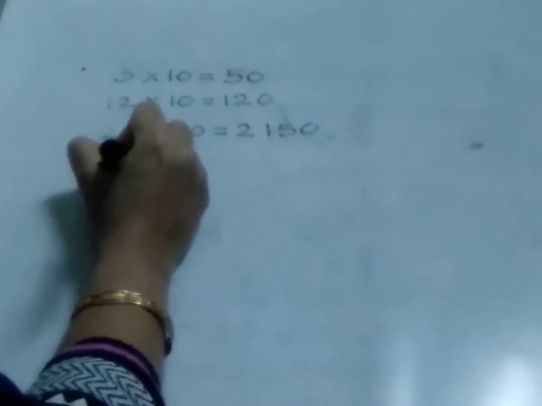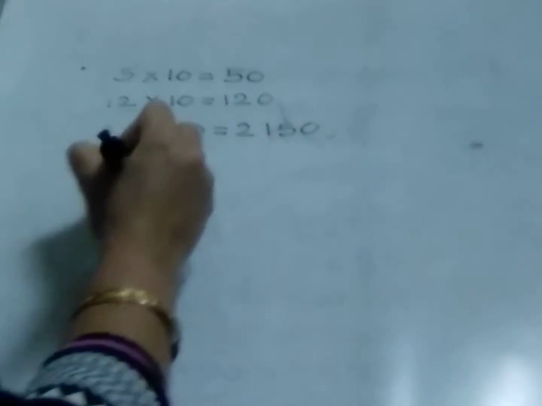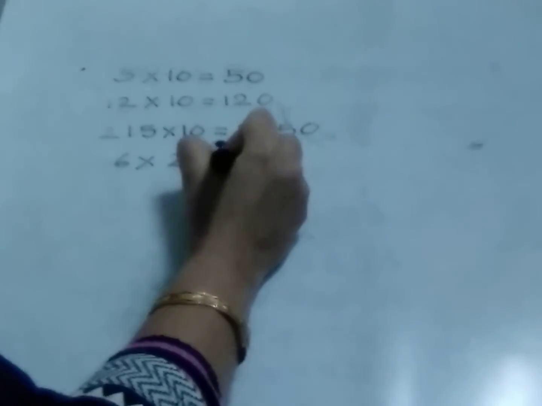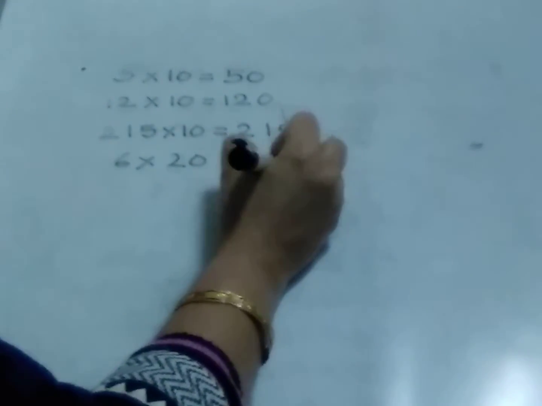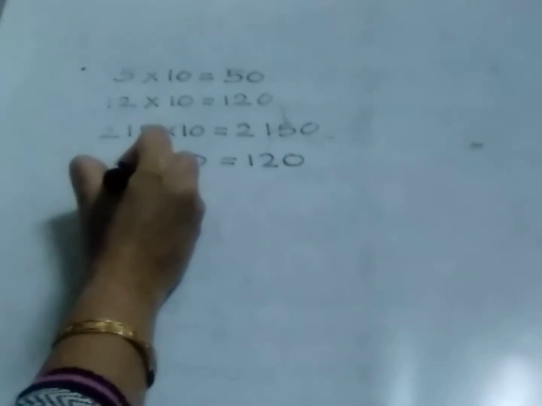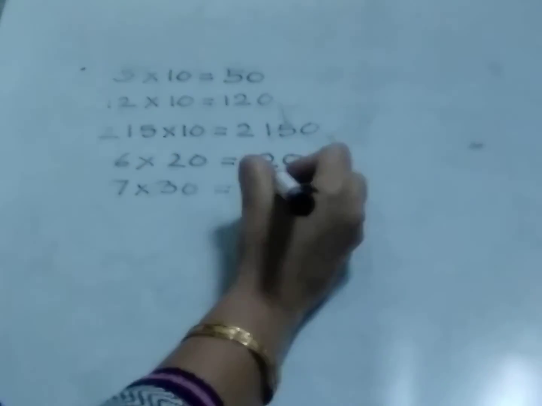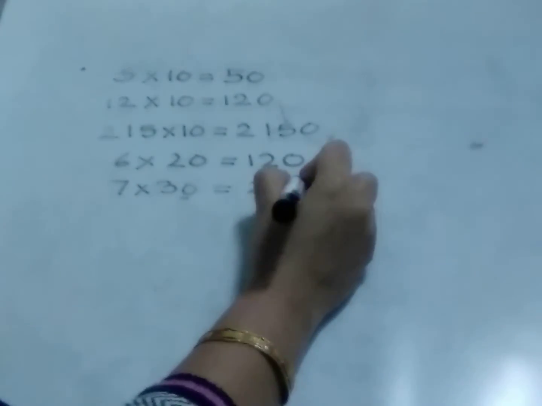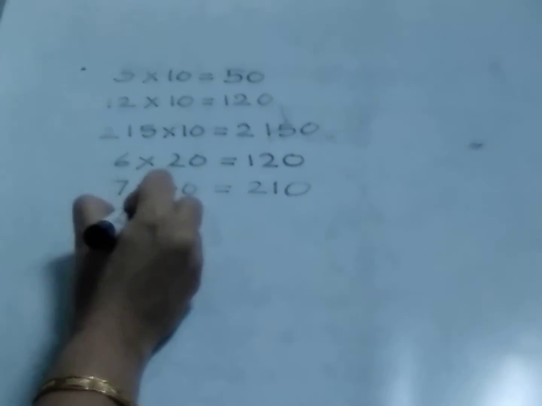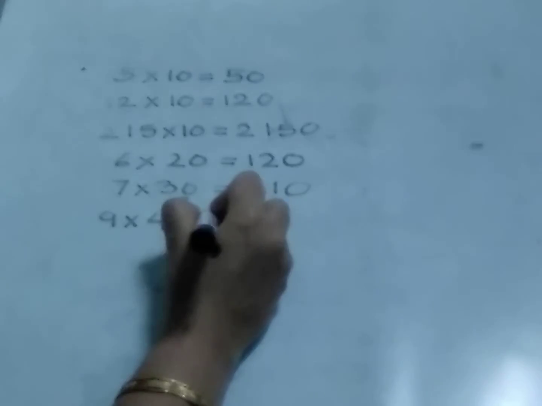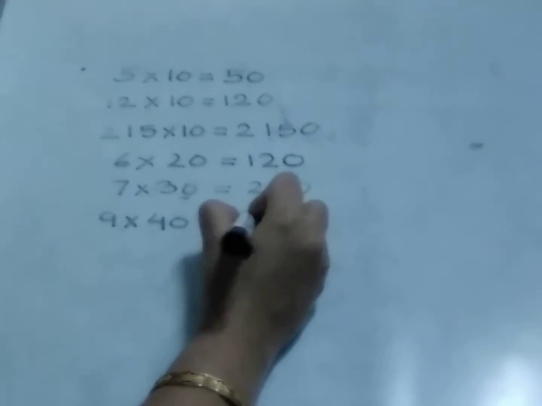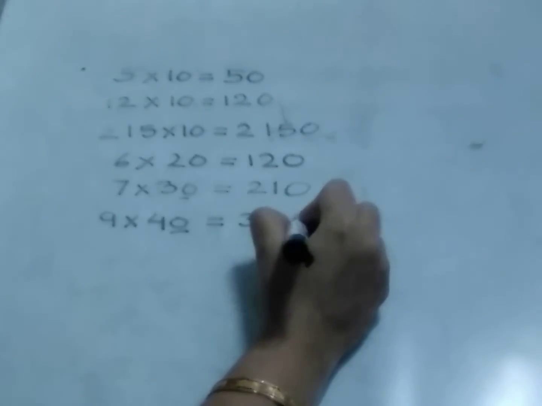6 multiplied by 20. Answer is 2 6s are 12. Write the 0 in the ones place. 120. 7 multiplied by 30. 3 sevens are 21. Write this 0 in the ones place. This is 210. Next is 9 multiplied by 40. 4 nines are 36. Write this 0 in the ones place. This becomes 360.